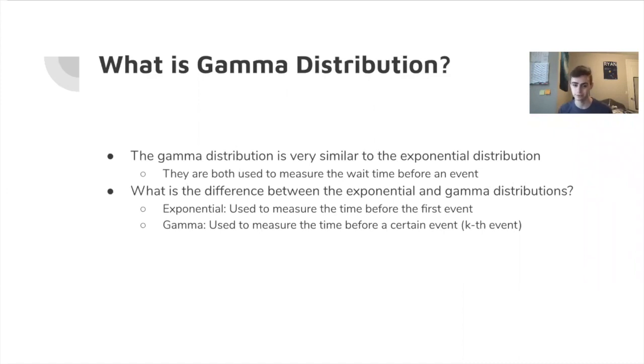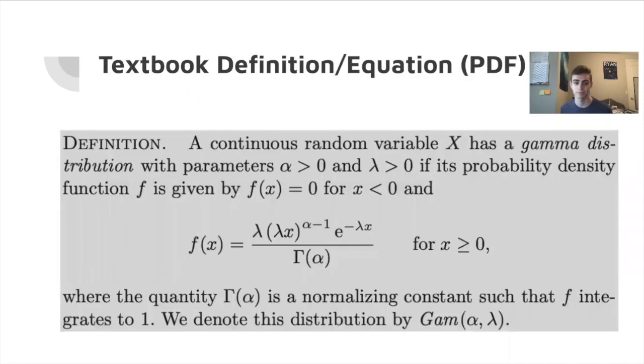But what is the difference between the exponential and the gamma distributions? Exponential distributions are used to measure the time before the first event, whereas the gamma distribution is used to measure the time before a certain event, the kth event. So there can be multiple events, and the gamma distribution can be used to measure the time before any of them.